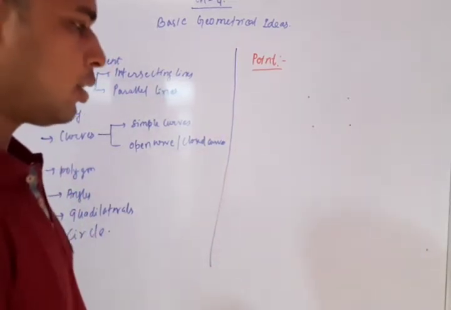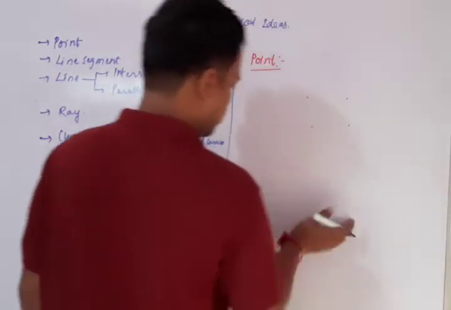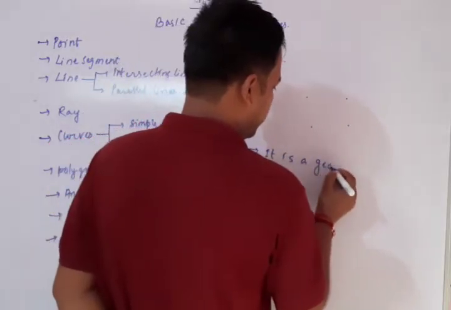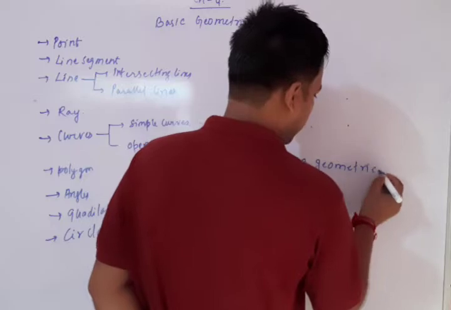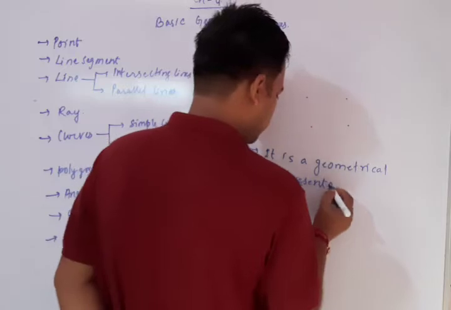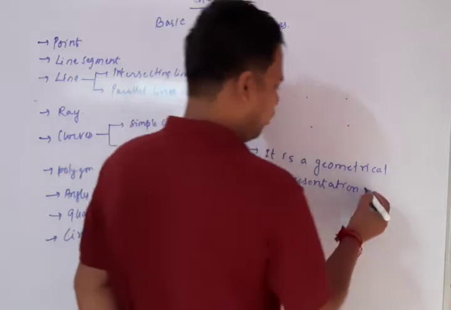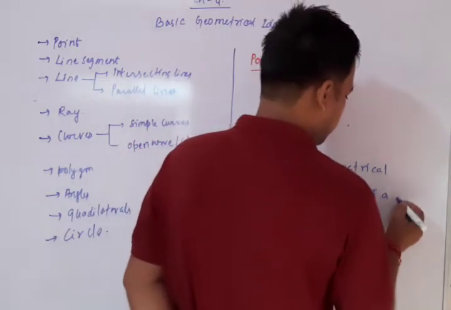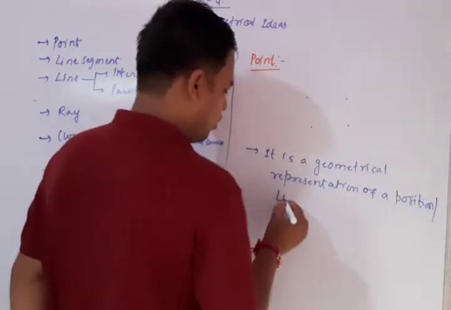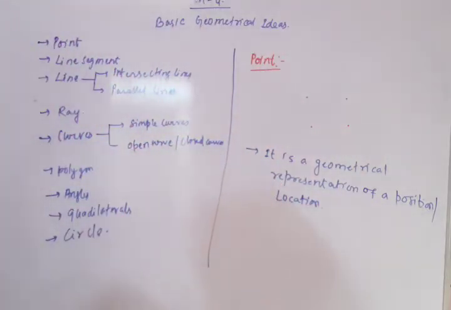A point is just a geometrical indication of a position. It is a geometrical representation of a position, or we can simply say a location. It is a geometrical representation of a position or a location.